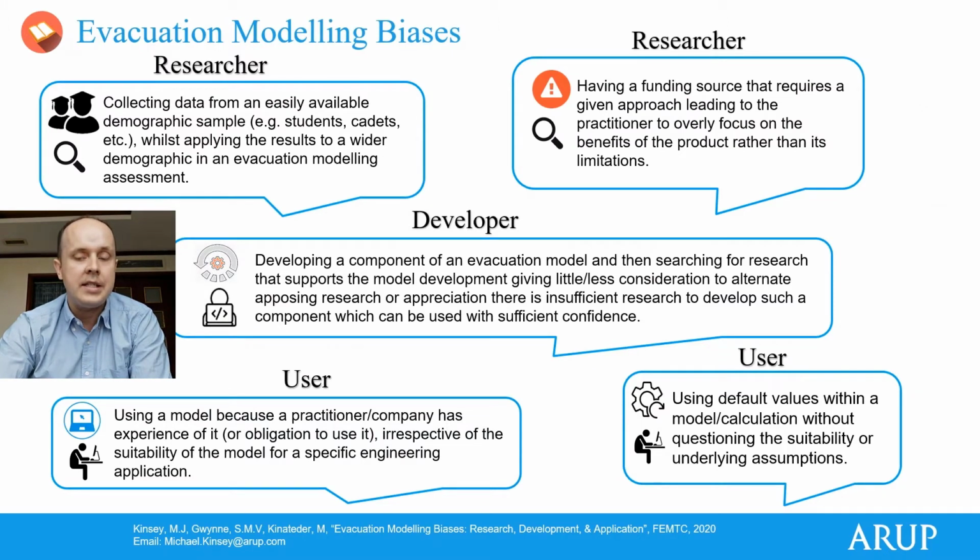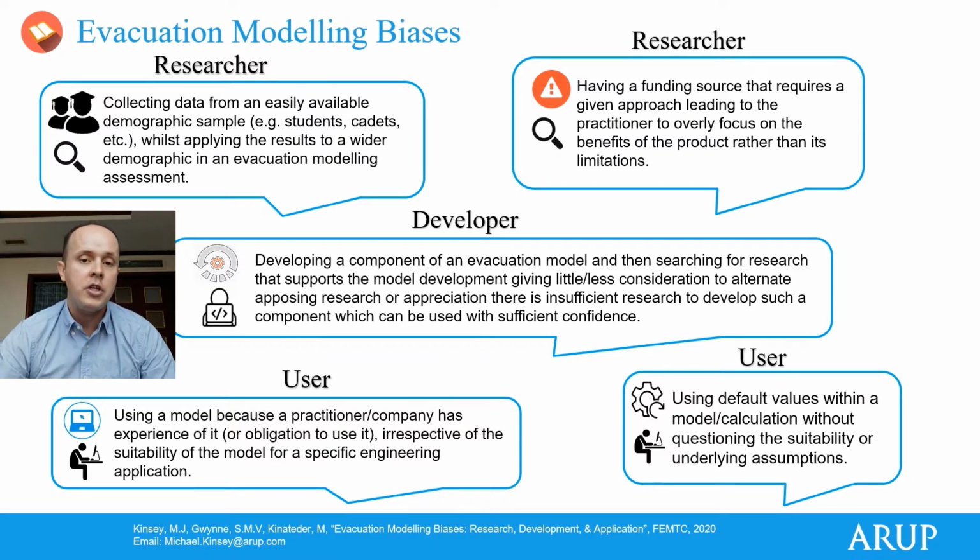So what I've done here is list some of the potential biases that we've suggested within evacuation modelling research, development and by users. This isn't the complete list, but we just give you some examples here. In terms of research, potential biases may include collecting data from an easily available demographic sample, say students, where you do evacuation trials only involving students, but then you go and use the data for a more general population, say an office building. This perhaps in itself isn't an issue, but if you don't highlight this as a limitation, or other people go away and use your data for a more general population, there's clear bias here in how the data is actually being used. We also have the example of having a funding source that requires a given approach, leading to a practitioner to overly focus on the benefits of a product rather than its limitations. So a researcher may be funded by a given organisation which has a vested interest in finding a given result. There's a potential bias here.